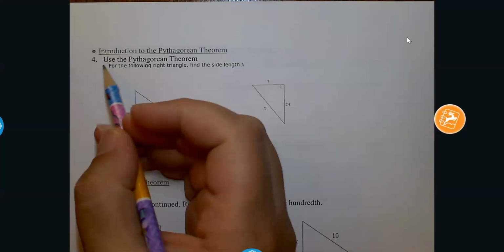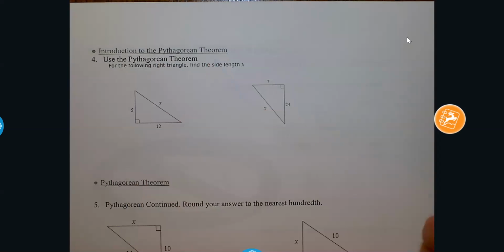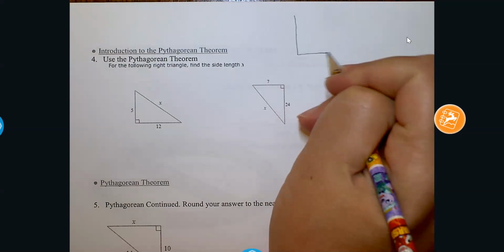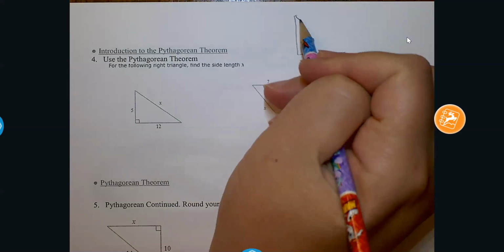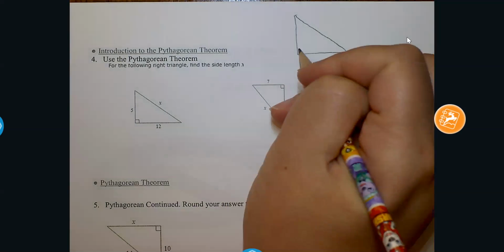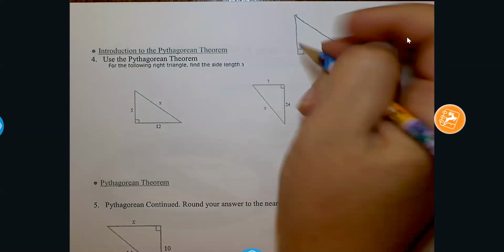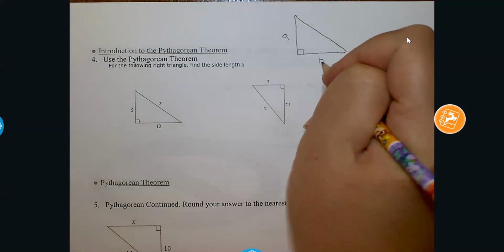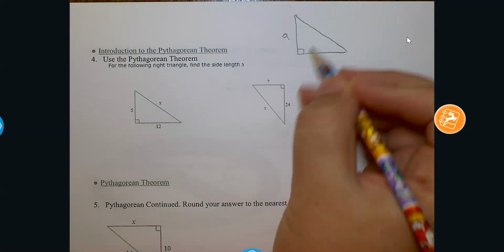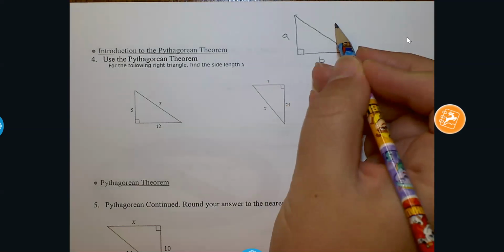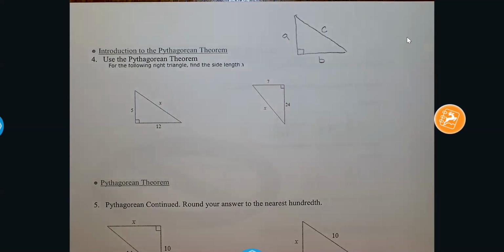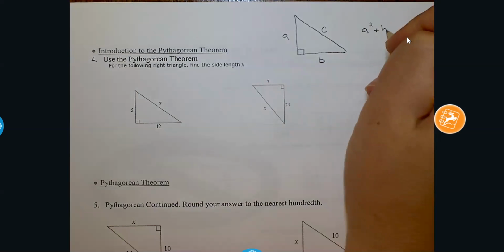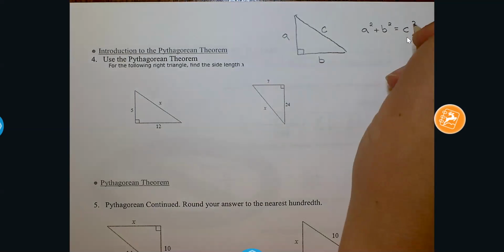Now we're going to be talking about the Pythagorean theorem. Pythagorean theorem is something you've probably been doing since middle school. It's when you have two sides of a right triangle and you want to find the third side. What's important to know is that the legs of your right triangle are either A or B. These are interchangeable, but your hypotenuse, the side opposite the 90-degree angle, is C. And then the Pythagorean theorem states that a squared plus b squared equals c squared.